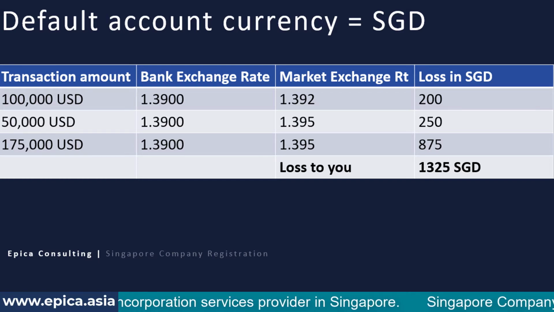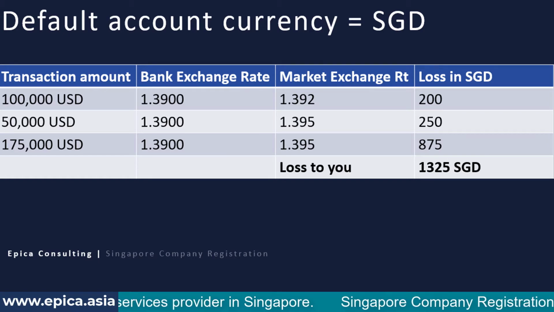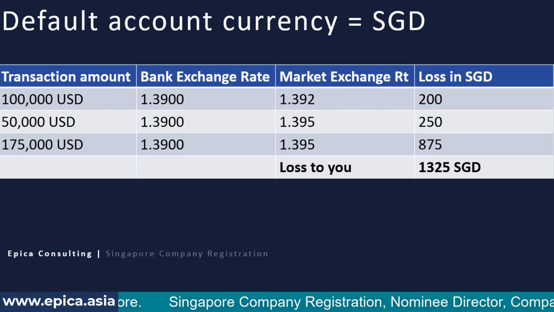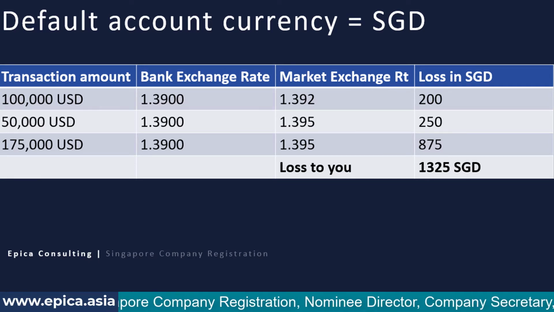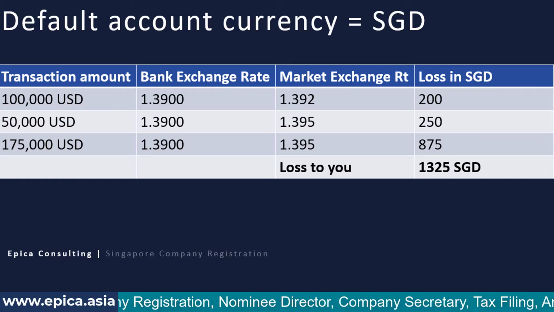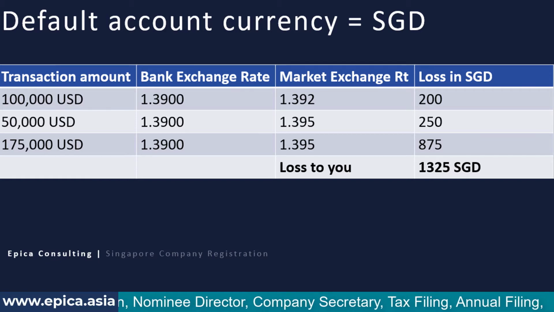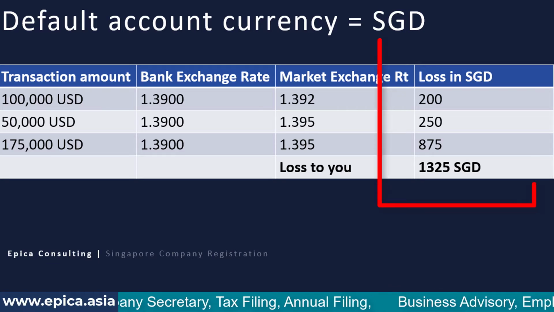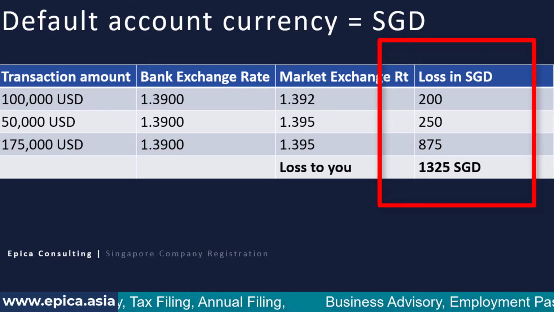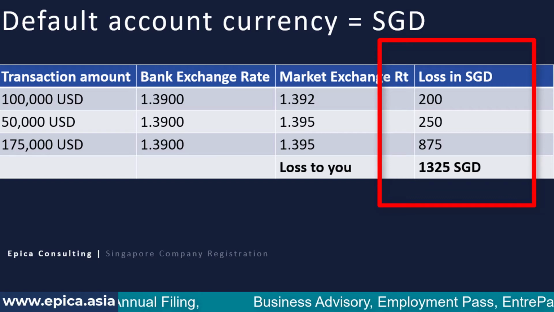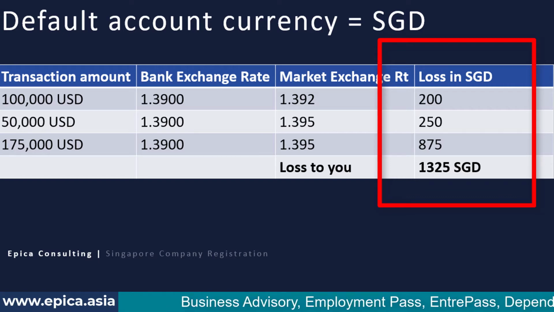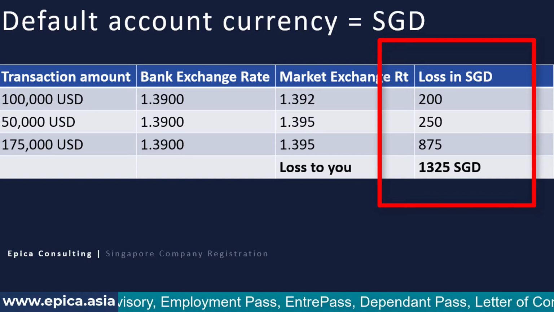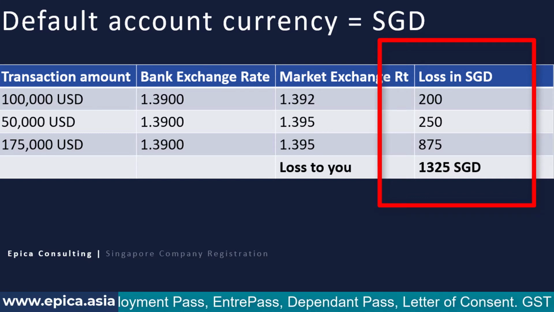And moreover, you don't have any control on this because the bank is doing it as your account is in Singapore dollars. Now let's presume that the market exchange rate is slightly higher as indicated here. And then in that case, for each of these three transactions, you will incur a loss because of conversion in Singapore dollars, which is 200, 250 and 875 Singapore dollars. So the total loss in a month only on these three transactions is going to be 1325 Singapore dollars.